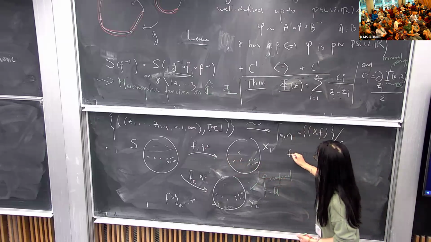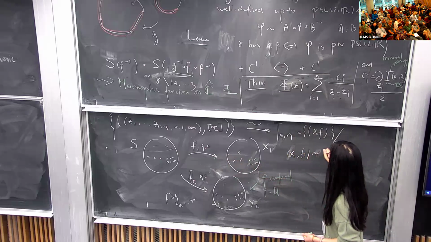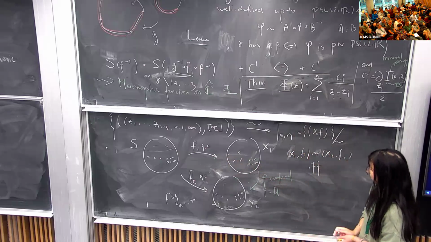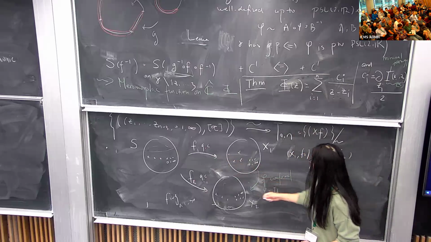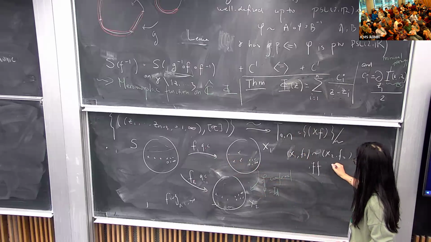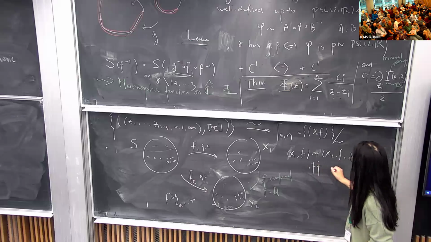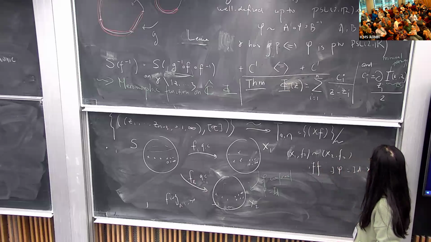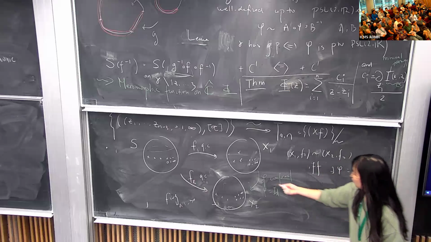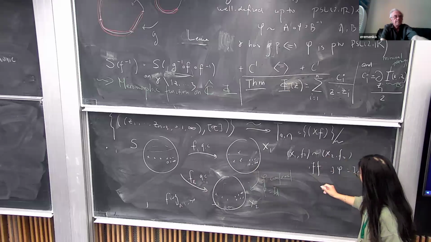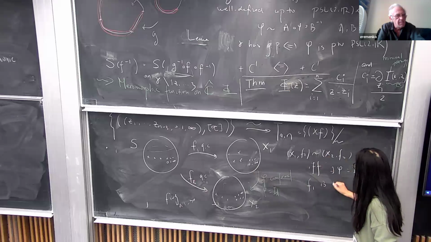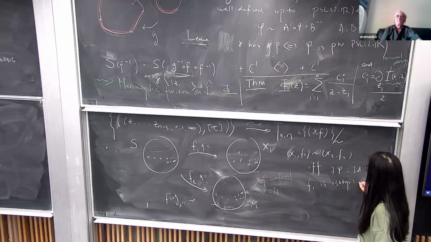So X1, F1 is equivalent to X2, F2 if and only if phi is the identity. So phi, which is the identity going from X1 to X2, and F1 is homotopic to F2.